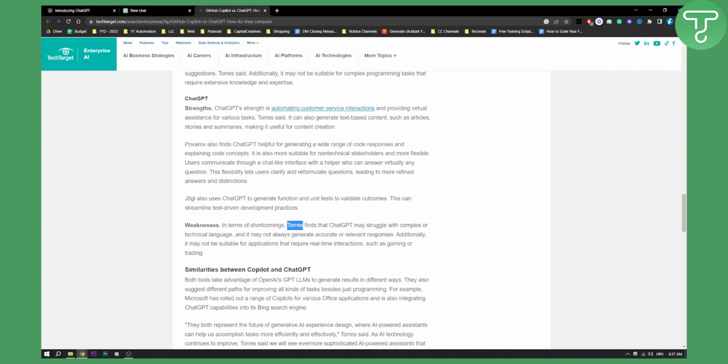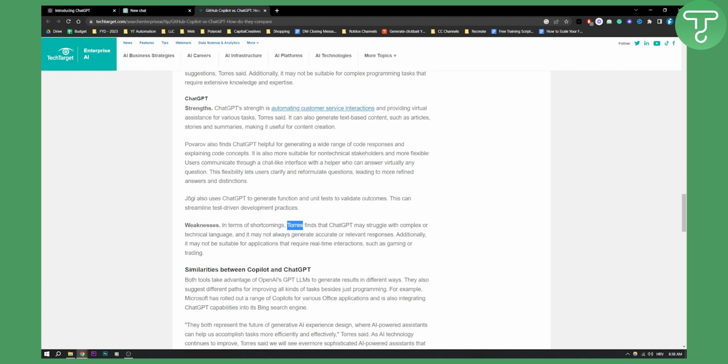Now, additionally, obviously, if we take a look at those two tools, both tools take advantage of OpenAI GPT large language models to generate results in different ways. Now, both of these tools are a bit different, but again, I think both of these tools need some more improvements in order for us to compare them. Obviously, again, ChatGPT is for a wider public, and GitHub Copilot is more for a narrow public, which is programmers, people that know how to code and take advantage of Copilot as a great tool.